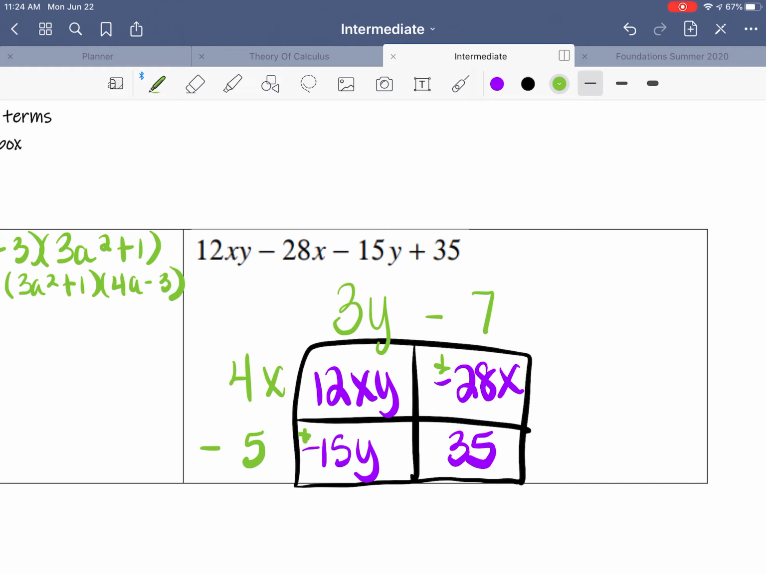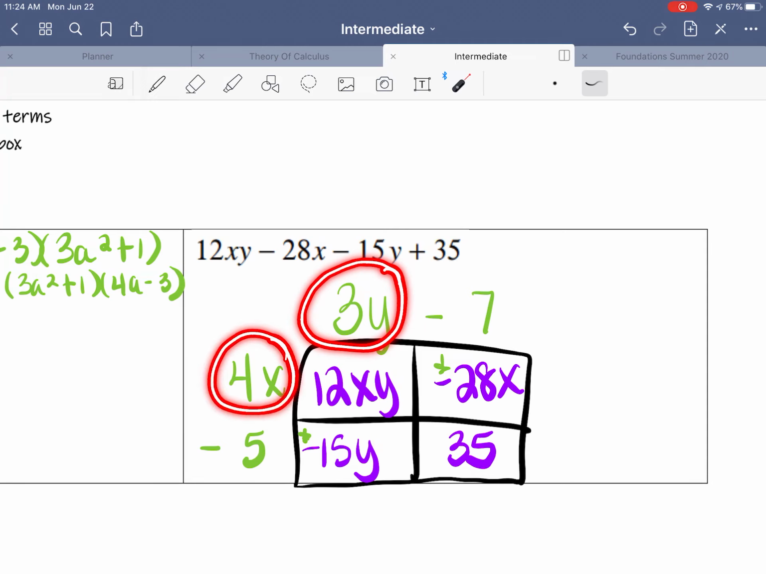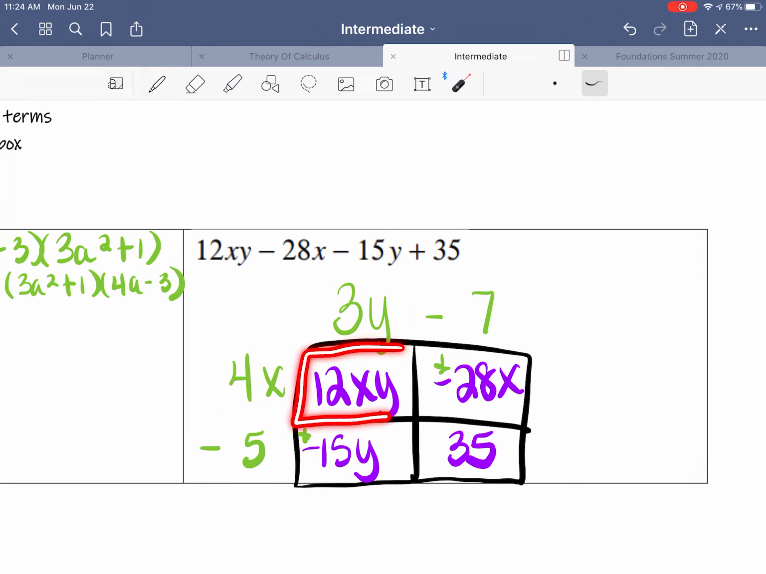Now, if at this point you are unsure of your answer, a really good habit is to check your multiplication. So let's multiply 3y and 4x. Do they multiply to 12xy? Yes. Then 4x and negative 7. Do they multiply to negative 28x? Yes. And then check this. 3y and negative 5, we're good. Negative 5 and negative 7, we're good.